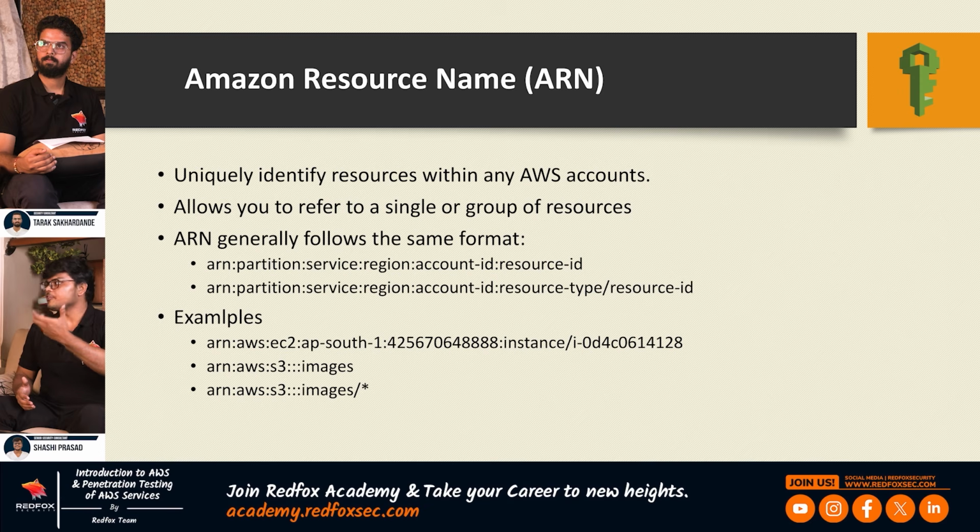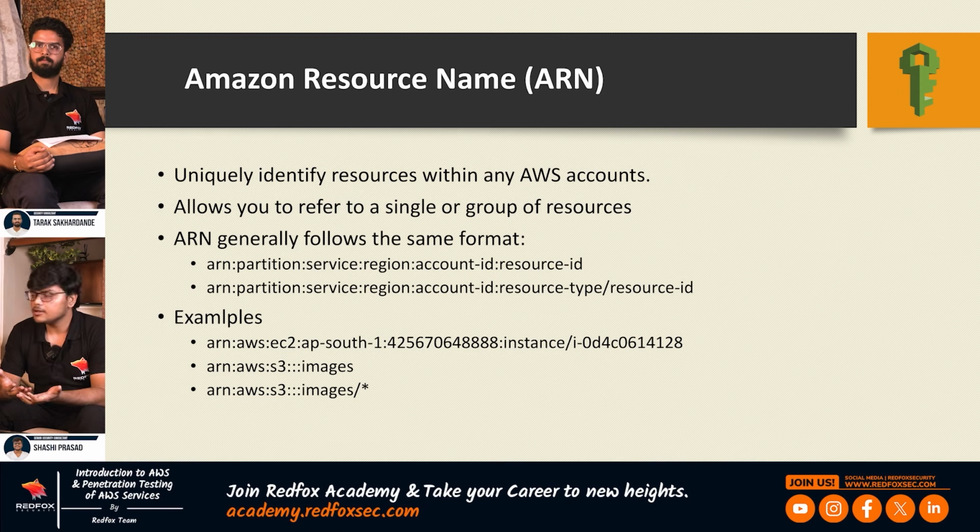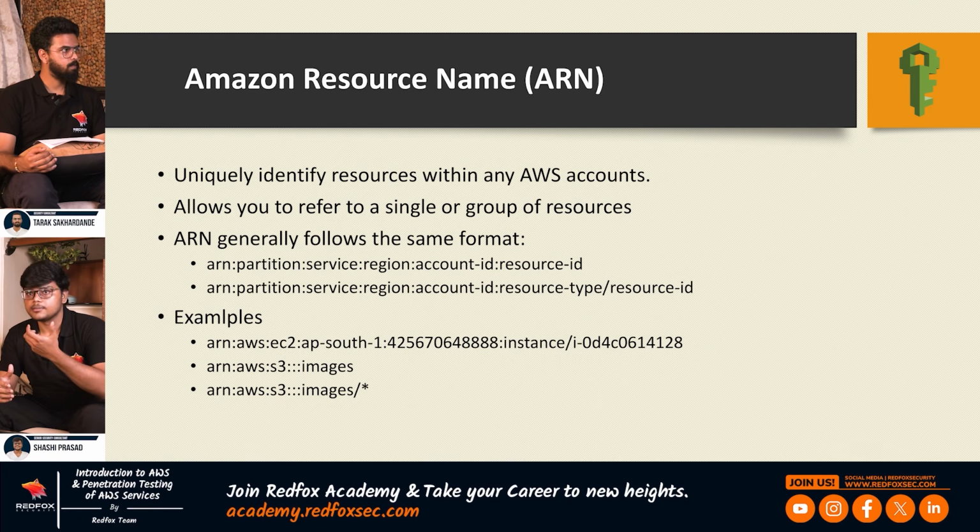Then this is the format of ARN. First we have arn. Then we have the partition name. Partition name is generally aws, unless you are operating in China, for which it is aws-cn. But most of the time you will see aws as the partition.